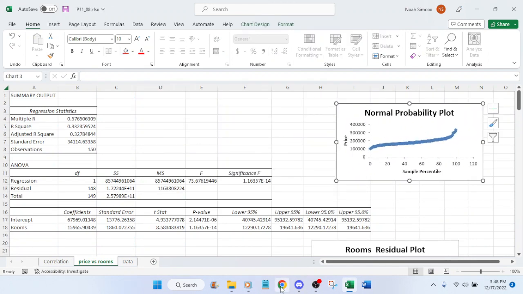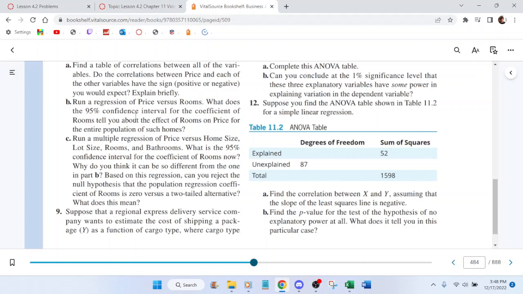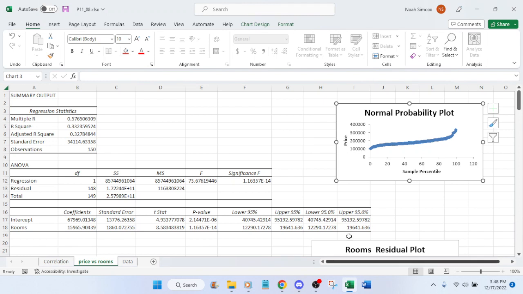What do we get for this? What's our answer? Regression of price versus rooms. What does the interval for rooms tell you about the effect of rooms on price? And this confidence interval just means it's different from 0.